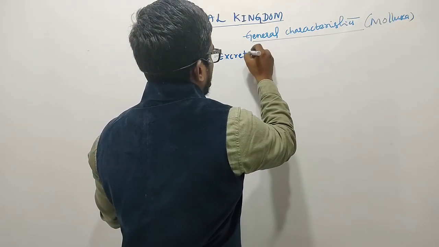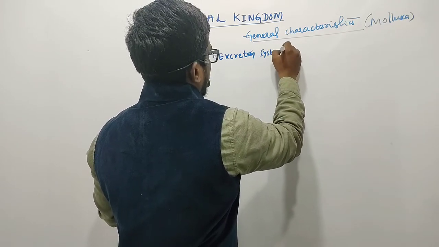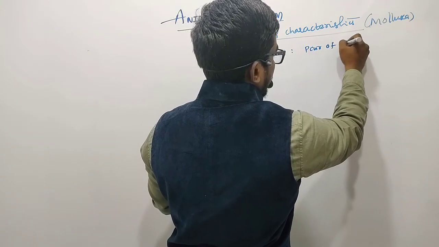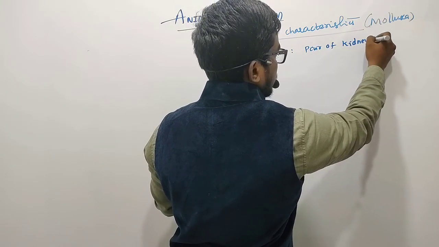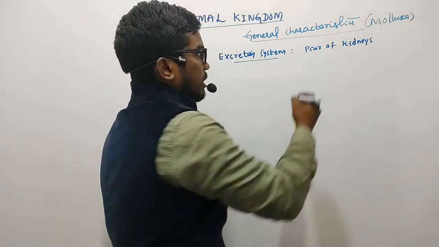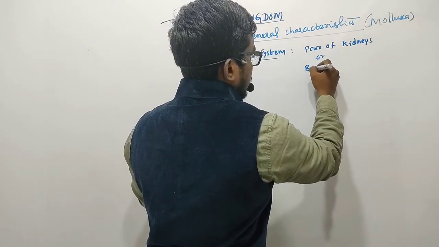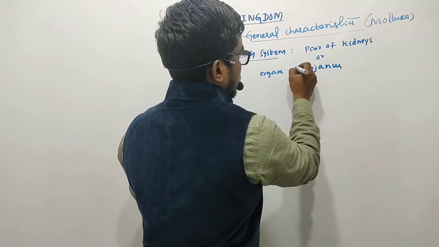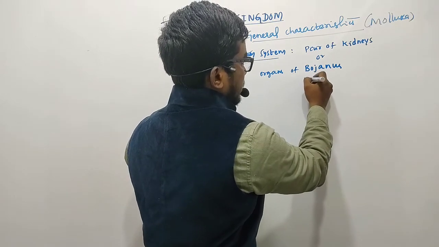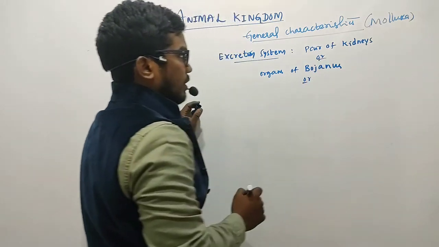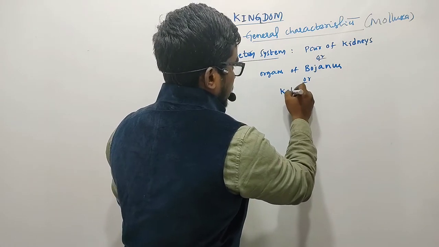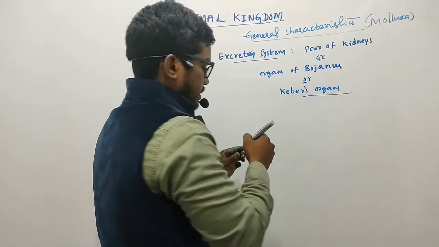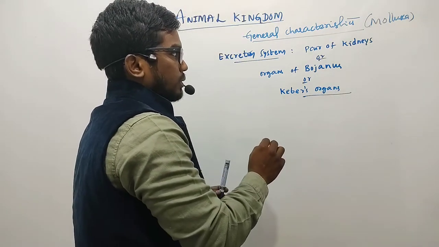Dear students, next let us move on to the excretory system. When we talk about this, they have a pair of kidneys for elimination of nitrogenous waste outside the body. Organs of Bojanus are also present in some, which act similar to excretory organs, or Keber's organs. So these are the excretory structures which can be present with respect to this phylum.